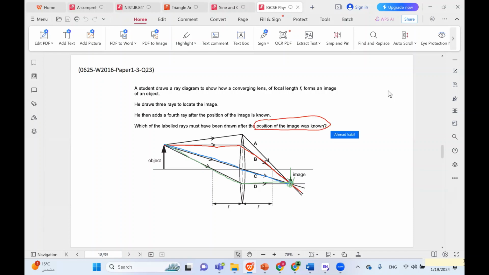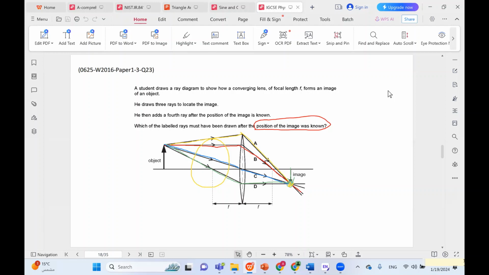So for the fourth ray, ray A, this could not have been drawn unless the position of the image was known in advance, because you don't really know how to bend the ray unless you know where the image is. Because like we said, we only have three rules that cover either a parallel ray, a ray that passes through the center, or a ray that passes through the focus. So for the fourth ray, the yellow ray, this is a weird ray that we cannot draw in advance.